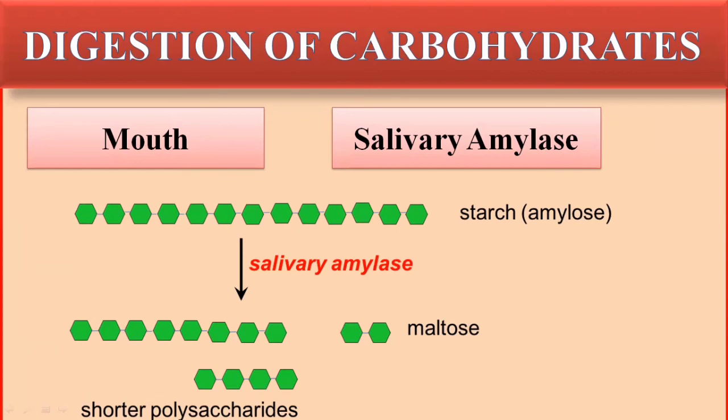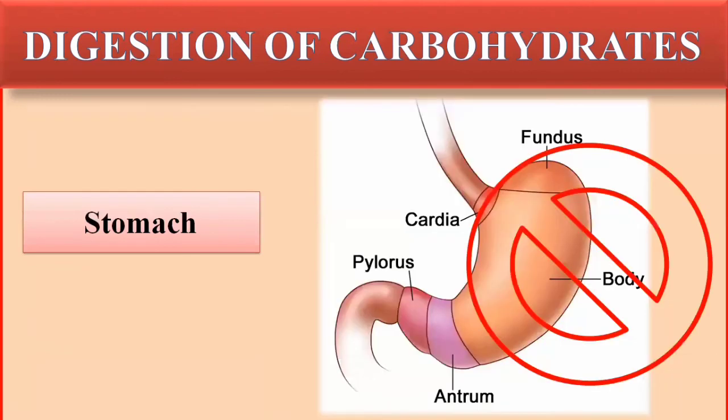Then this food will travel through the digestive system from the mouth to the stomach. In the stomach, for the digestion of carbohydrate, there is no specific enzyme present. So the digestion of carbohydrates in the stomach is not chemical but mechanical, like HCl present in the stomach, which makes the pH of the stomach low.